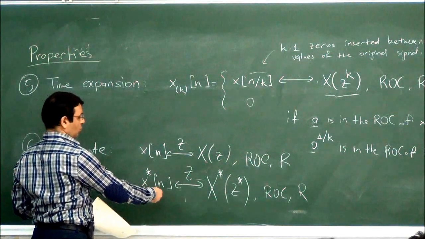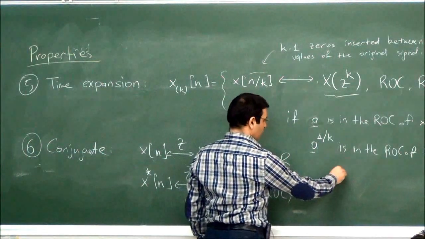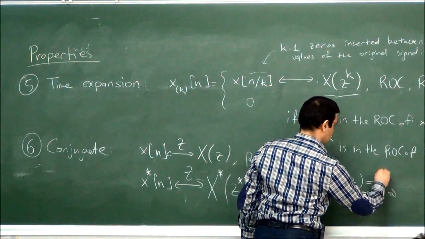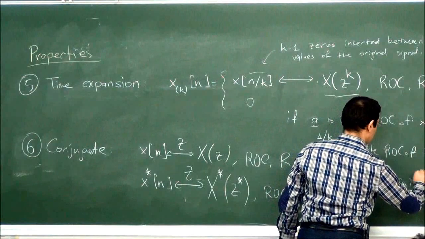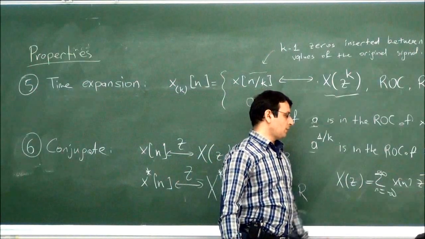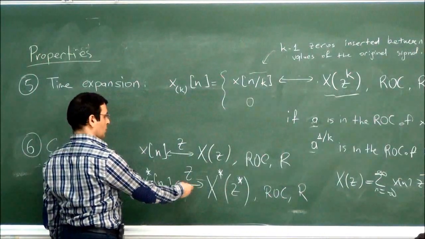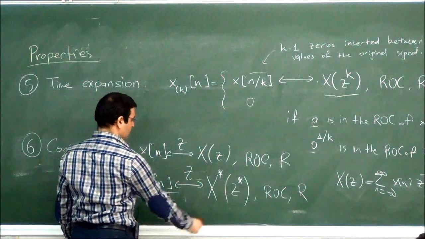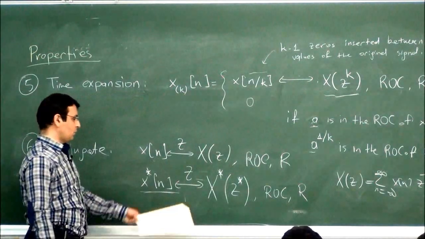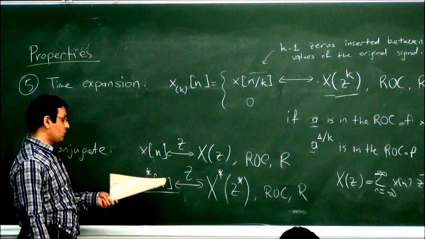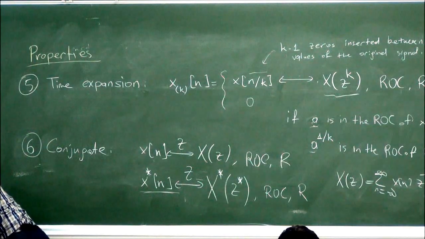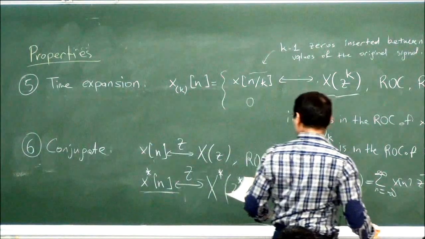You can prove this using the definition of the Z transform. X(z) is equal to the sum of x[n] z to the minus n. By taking the conjugate of this sequence, x conjugate of n, you will see that in order to find the Z transform of this sequence, you should take the Z conjugate of this signal. You can check this. So this is the sixth property.